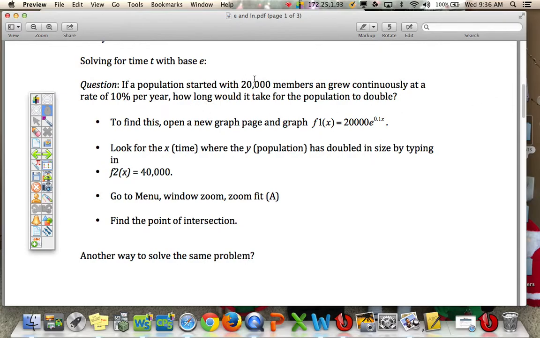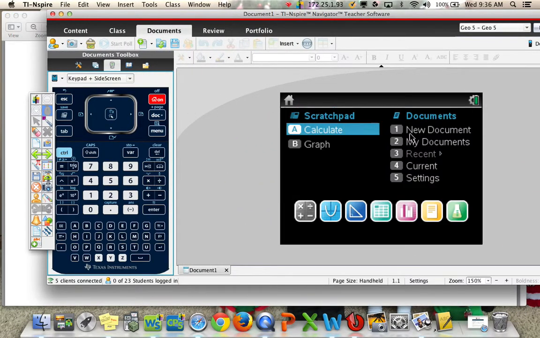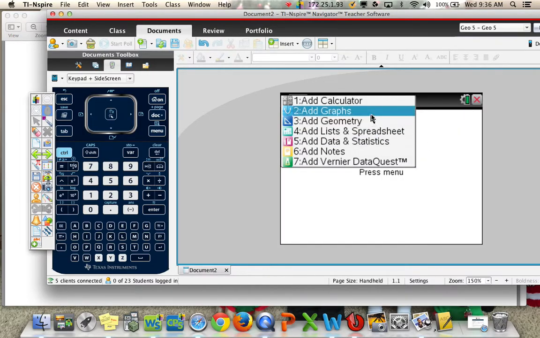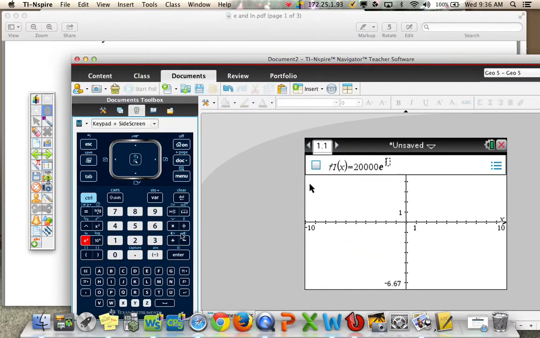So the first question. A population started with 20,000 members and it grew continuously at a rate of 10% per year. How long would it take for the population to double? So let's open a new graph page and graph this. We start with 20,000 in our population. It's continuously growing, so E to the RT, and the rate is 10% per year. So we change 10% to a decimal, 0.1. And then X is time.